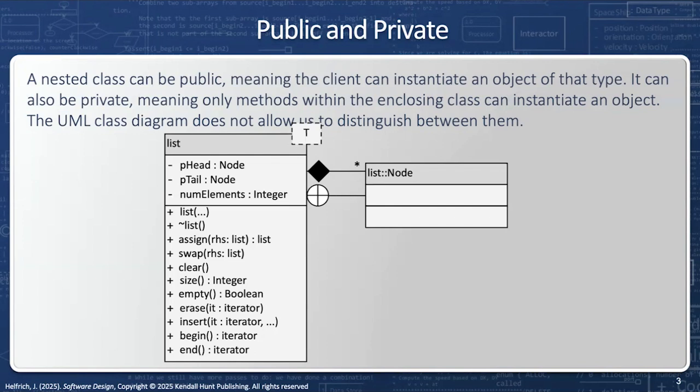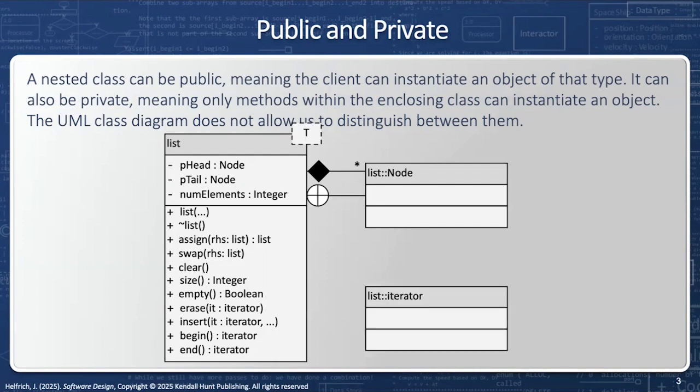Now, the last four attributes are erase, insert, begin, and end, and these utilize an iterator. There is no iterator as a member variable, thus it's not related by composition, but the iterator is a nested class within list, and therefore is related by the pinwheel end cap. And it turns out the iterator class is public, meaning the client can instantiate a list iterator without even instantiating a list object, but that public versus private is not represented in the UML class diagram.